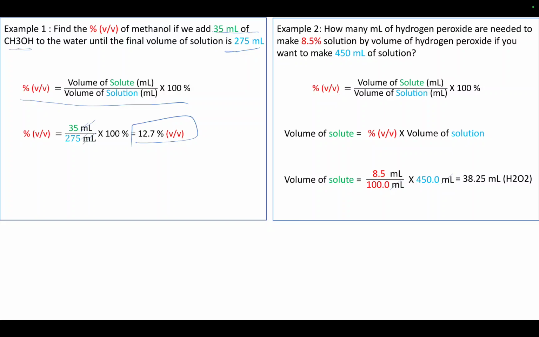And the next example: how many liters of hydrogen peroxide, H2O2? So this is the chemical formula for hydrogen peroxide.